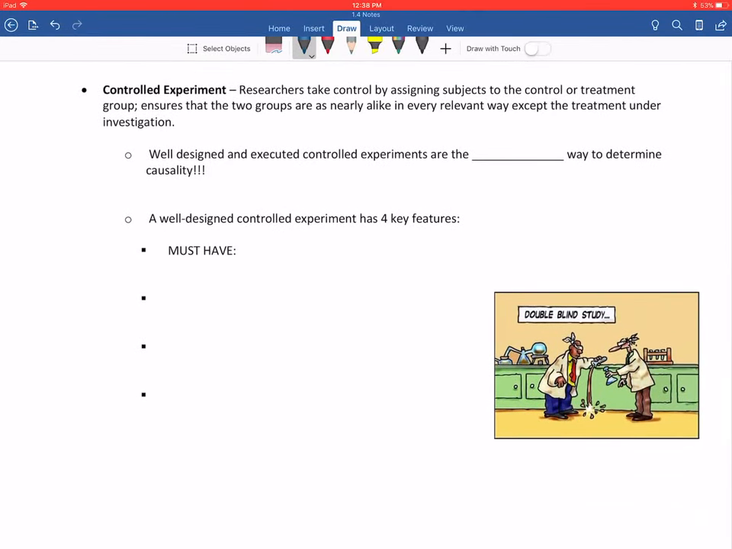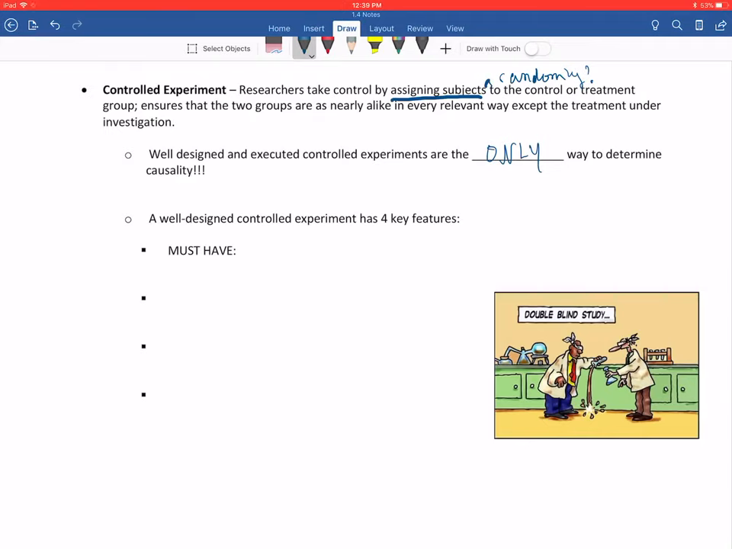Finally we get to what we call a controlled experiment. In a controlled experiment, your researchers take control and they assign the subjects to the control or the treatment group. And this ensures that the two groups are nearly alike in every relevant way except for the treatment that you're investigating. And I think the word that I left out here, the really, really important word, is randomly. A well-designed and executed controlled experiment is the only way to determine causality.